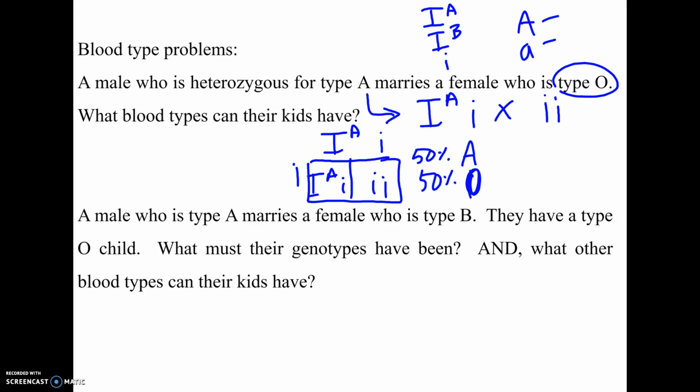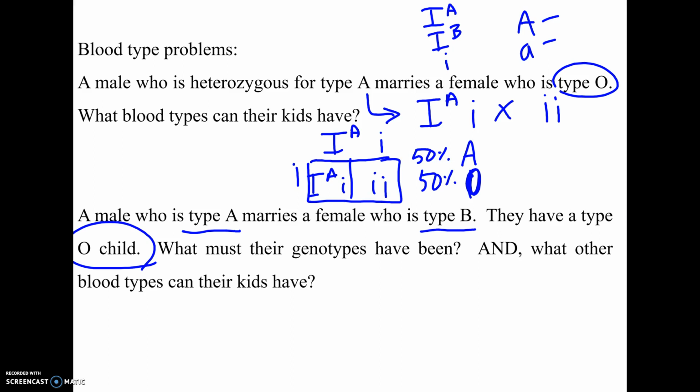So try this one. A male who's type A marries a female who's type B. They give you a really big clue. This is massively important: their first child is type O. That is necessary to figure out the genotypes of the two parents. Exactly. And now they want to know what other blood types are possible in their kids. So take five minutes.